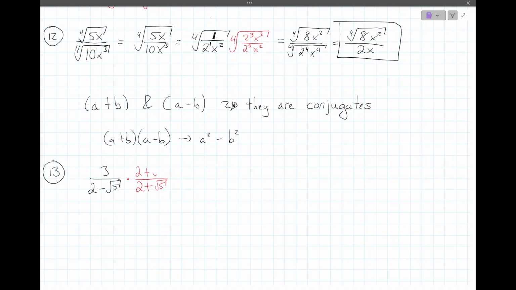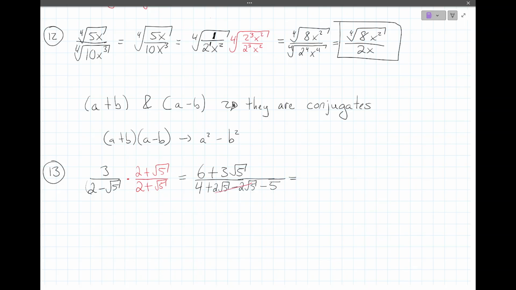Because I want to get rid of any radical in the denominator, I'm going to have to multiply these two across. On the top, that's just going to be 6 plus 3 root 5. But on the bottom, it FOILs out to a difference of squares. I'm going to get 4, plus 2 root 5 minus 2 root 5, and the brilliance here is that the middle is going to fall out, and I'm going to get minus 5.